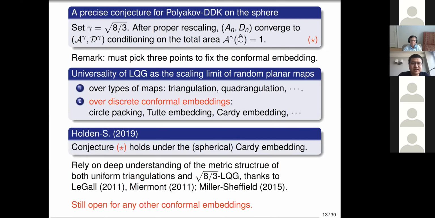And here are a few examples. Last year, Nina Holden and myself showed that this conjecture holds under the so-called Cardy embedding. On one hand, our work relies on a deep understanding of the metric structure of both this discrete uniform triangulation and the random geometry continuum, thanks to these deep works. But on the other hand, our proof also relies on very particular properties of the embedding, so it doesn't extend to any other embeddings. And this question is still open for any other embeddings.